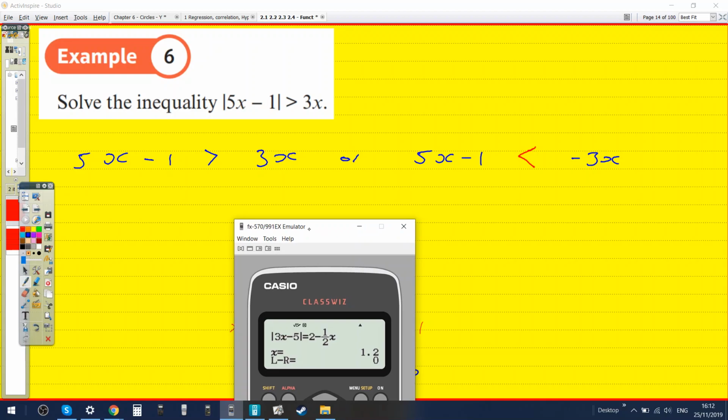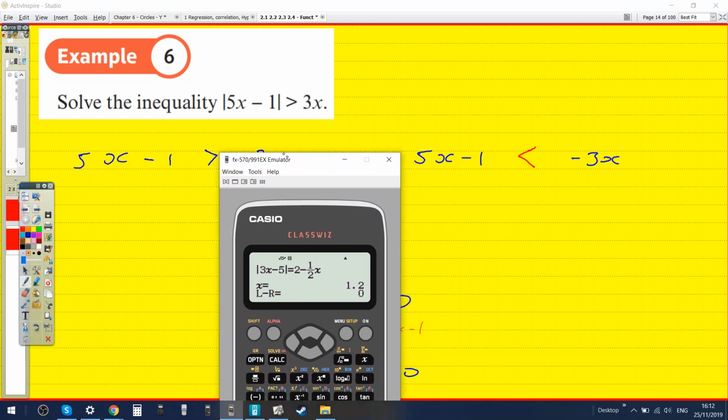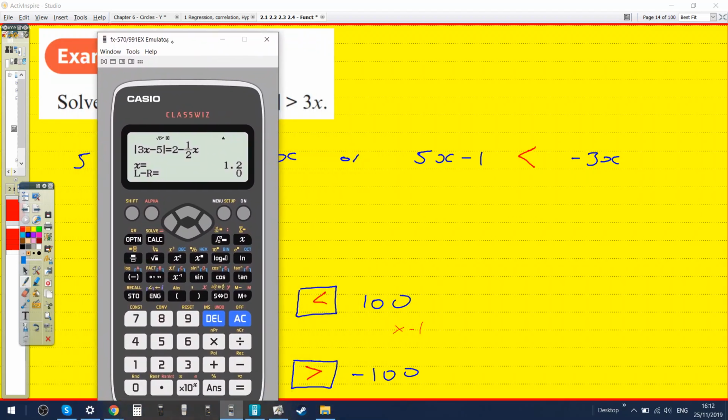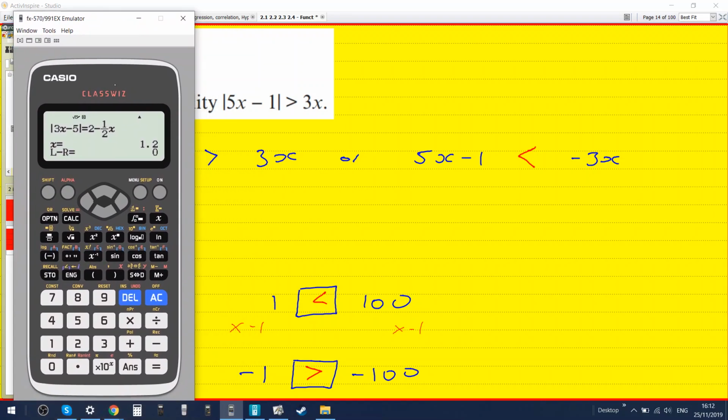I'll let you do the one on the right, the minus 3x. I tried to give you the more challenging of the two.